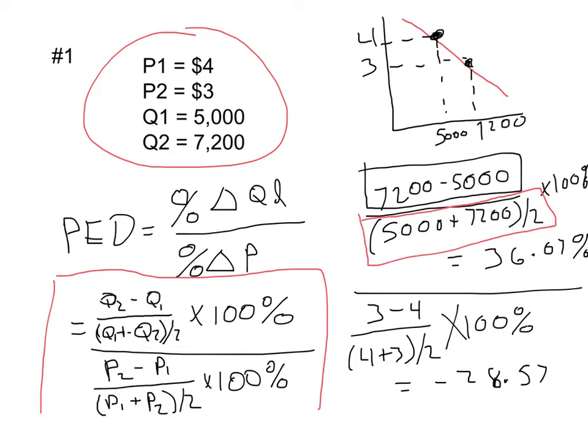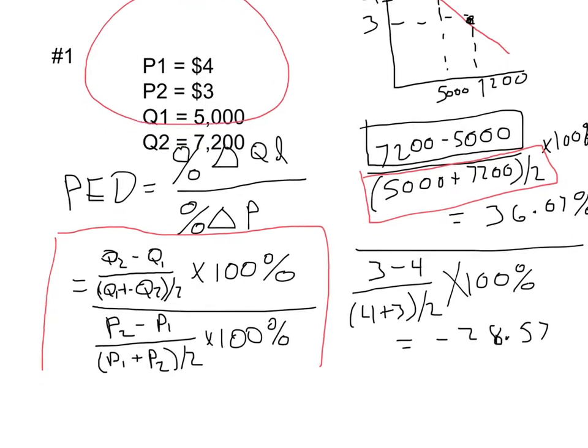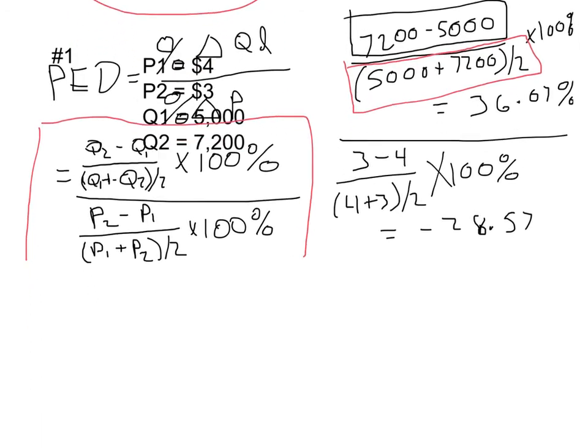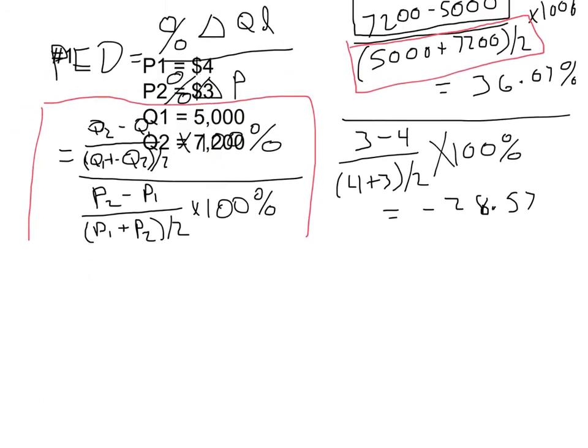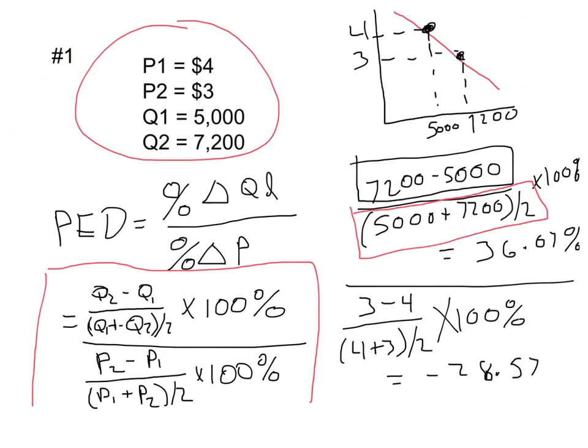And so what hopefully you can see now is I have my percent change in quantity demanded, which is up here. That's the top half of the equation. And my percentage change in price. So I'm going to do a couple things here to get rid of some stuff.